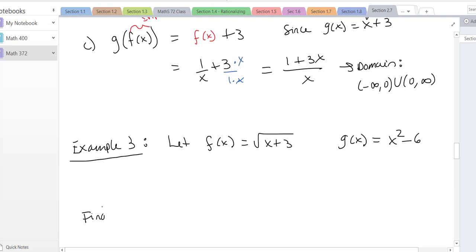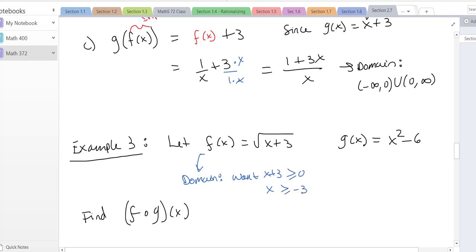So let's find, let's say, f of g of x. But let's look at the domain. So for this one, the domain of f, I know, okay, I have a square root. So square roots should ring a bell, right? Red flag. Okay, we can't take the square root of a negative number. So that means we want x plus 3 to be greater than or equal to 0, right? The square root of 0 is 0, so it can be equal. So that means we want x to be greater than or equal to minus 3.